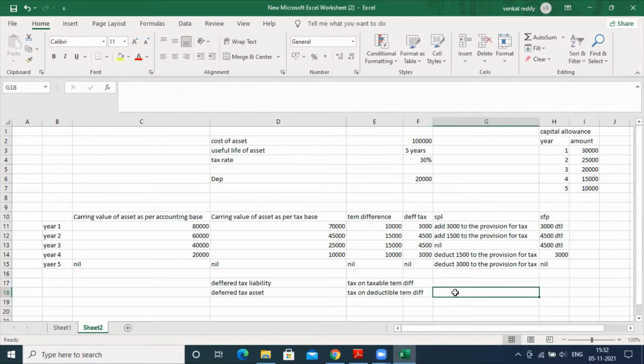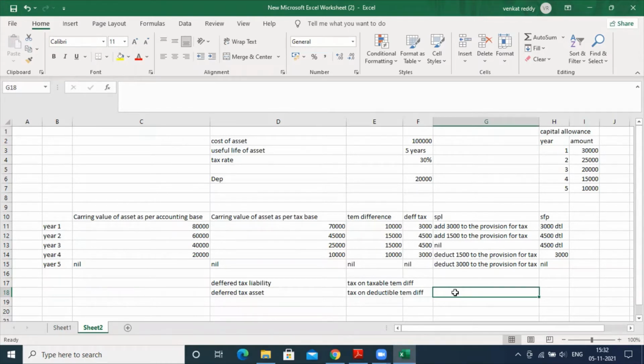So, tax on deductible difference. Now, when will this taxable temporary difference and the deductible temporary difference come? Suppose it is an asset. In case of an asset, if the carrying value of an asset as per accounting base is more than the carrying value of an asset as per tax base, then we consider it as taxable temporary difference. Once again, I repeat, if the carrying value of an asset is more than the carrying value as per the tax base, we consider it as taxable temporary difference.